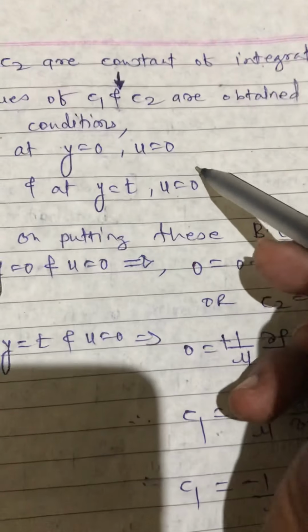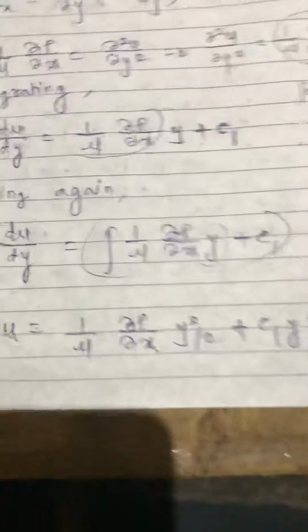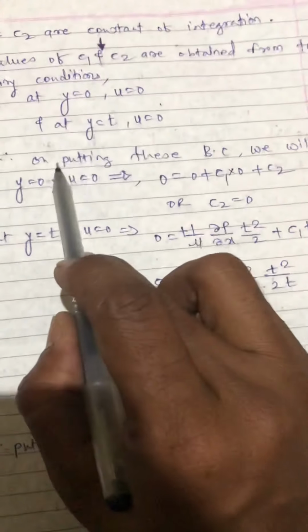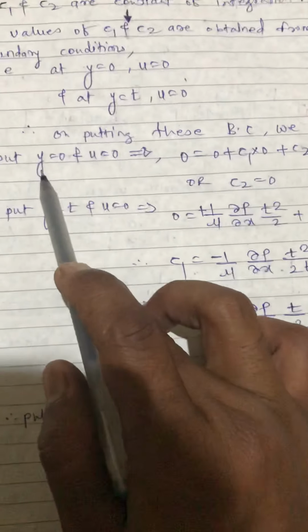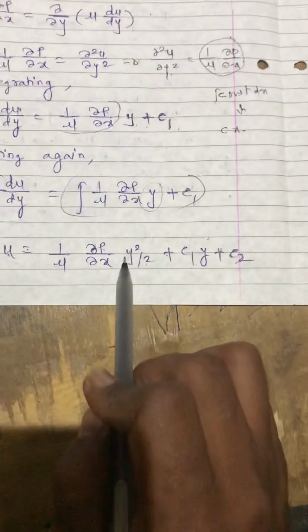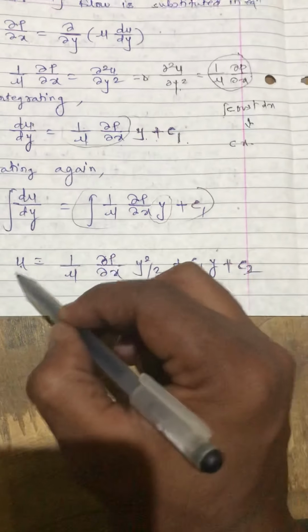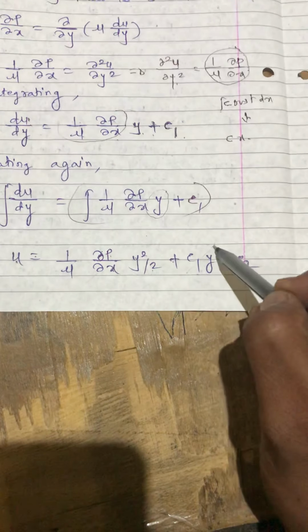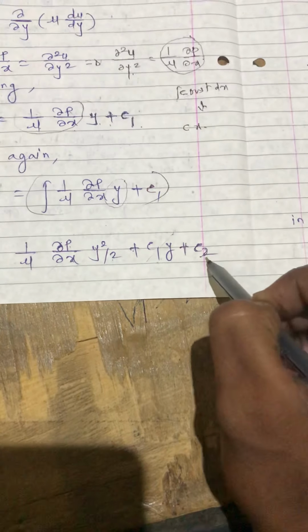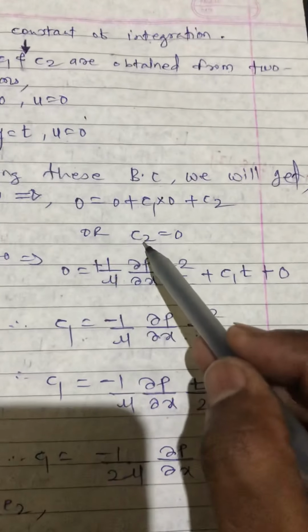So by putting these two boundary conditions into this equation, we will get the constants. For the first boundary condition, put y equal to 0 and u equal to 0. So here put y equal to 0 and u equal to 0. So this will become 0. Similarly, this term also will become 0. Similarly, by putting y equal to 0, this term also becomes 0. So C2 will become 0. Here, C2 will become 0.